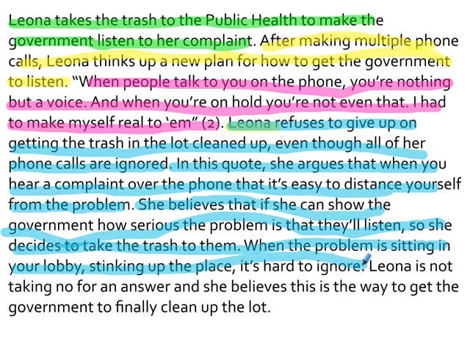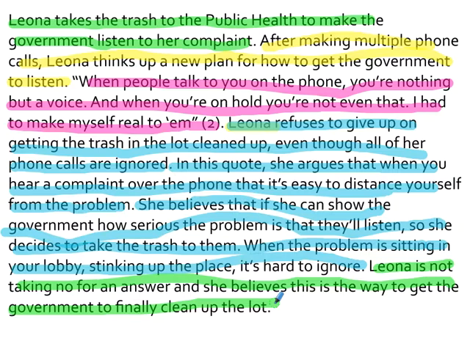Okay, last is the easy part. This is just my restating of my inference, my restating of my claim in a new way. So here we go. Leona is not taking no for an answer, and she believes that this is the way to get the government to finally clean up the lot.